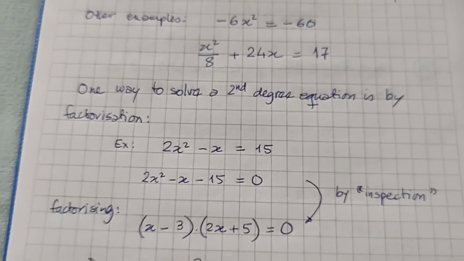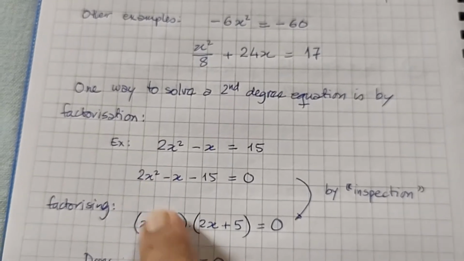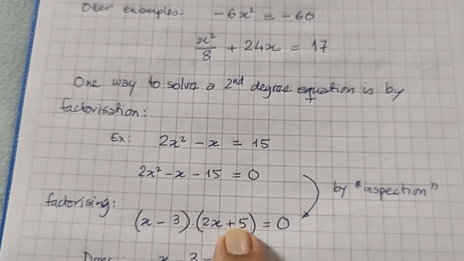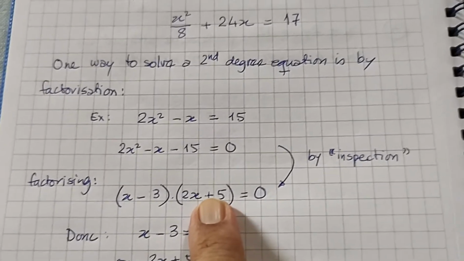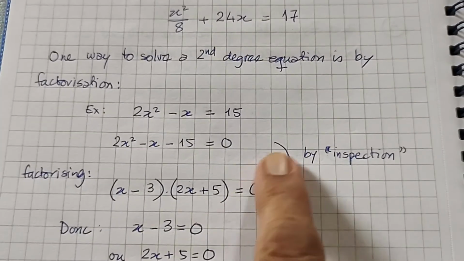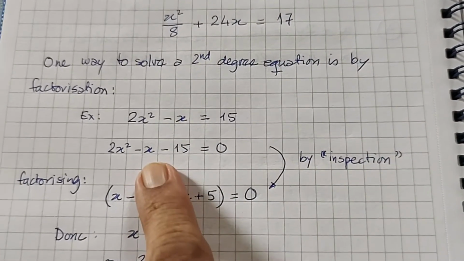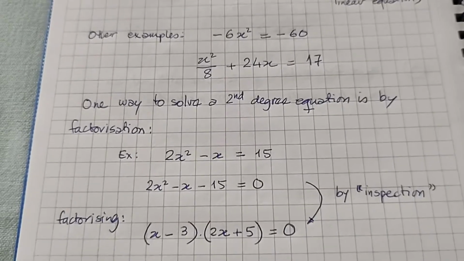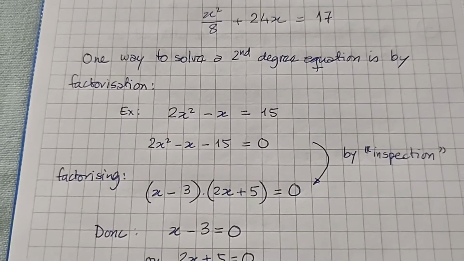At this point you might be asking how I knew, how could I take this equation and factorize it this way? The answer is you have to do it by inspection. By inspection means you just have to see it. There is no systematic way of doing it.